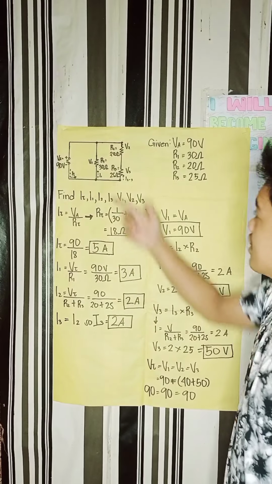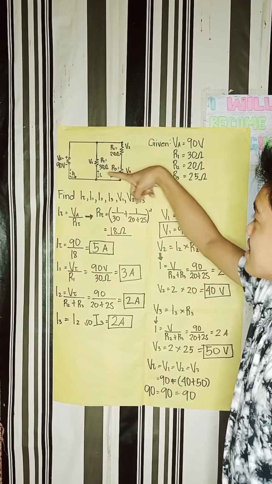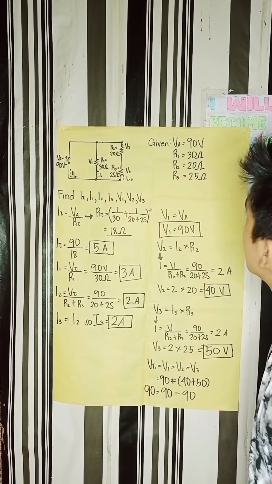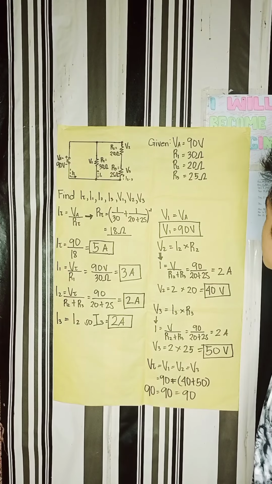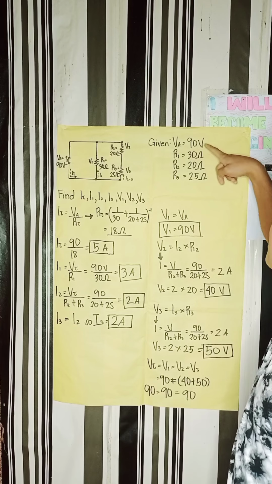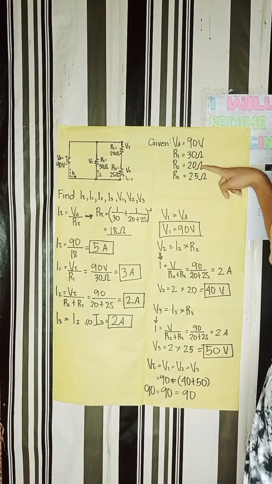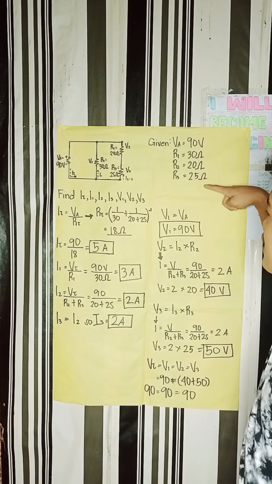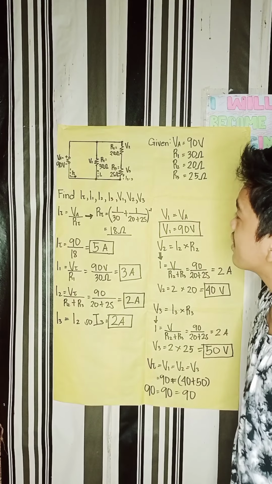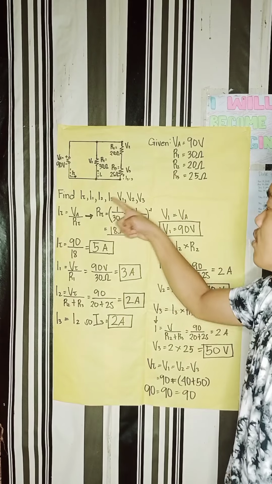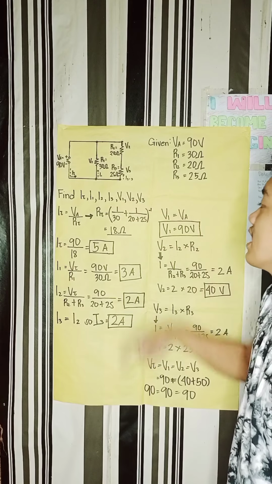So in this figure, it is a combination of a parallel and a series circuit. So the givens are VA, or the total voltage, equal to 90 volts, R1 equal to 30 ohms, R2 equal to 20 ohms, and R3 equal to 25 ohms. So find the total current, I1, I2, I3, V1, V2, and V3.